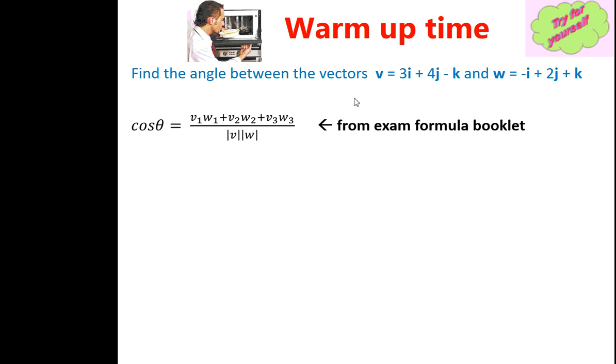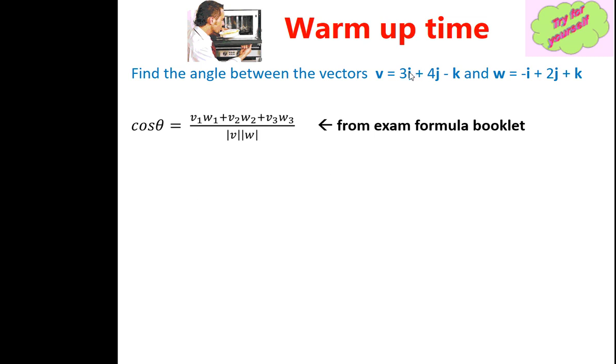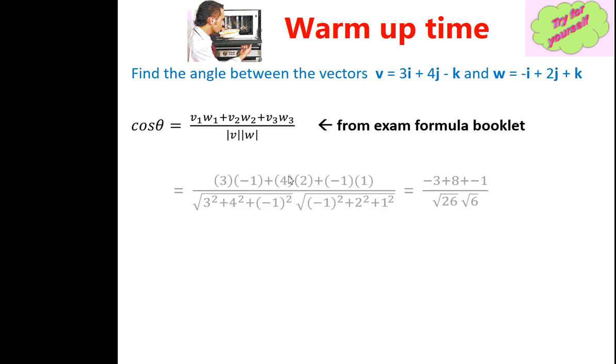So remember, to find the dot product, you could write it as a column vector, if it helps. So if you wrote it as a column vector, you'd have v as 3, 4, negative 1, and you would have w as negative 1, 2, and 1. And then you do that times that, plus that times that, plus that times that. That is basically what you do.